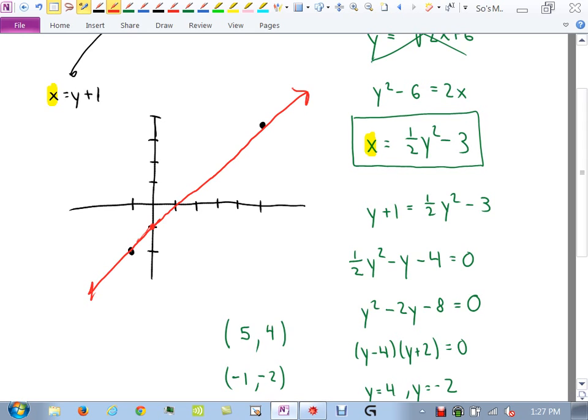My line's got to go through those 2 points because that's where they hit each other. And then that parabola, remember that parabola had to start out at negative 3 on the y-axis? So it had to go like this and open up sideways. I don't really care about how it opens up or where it hits anywhere. All I care about is that they hit each other there.